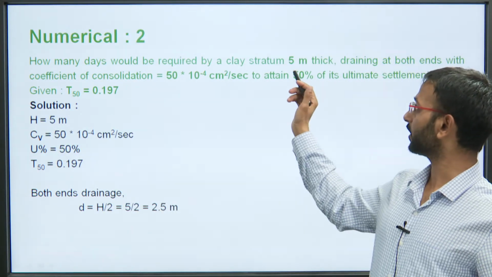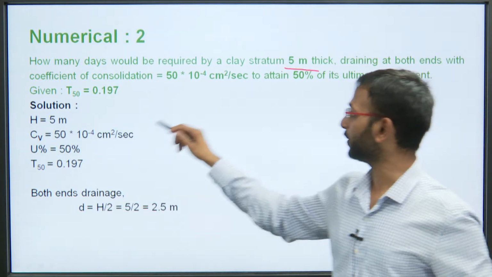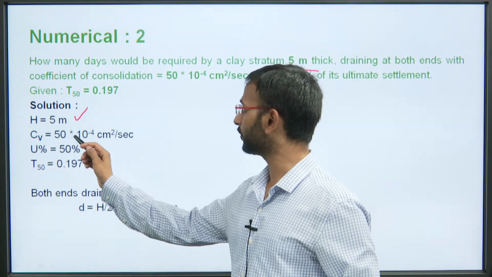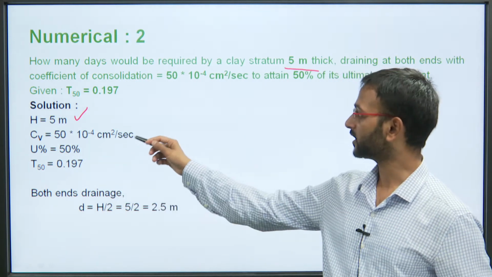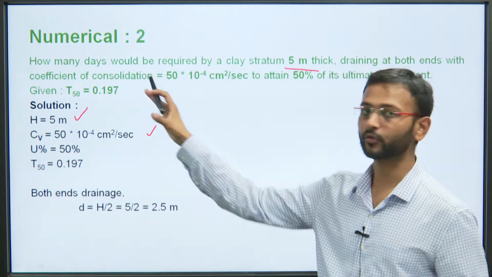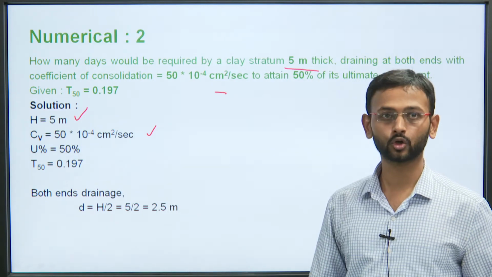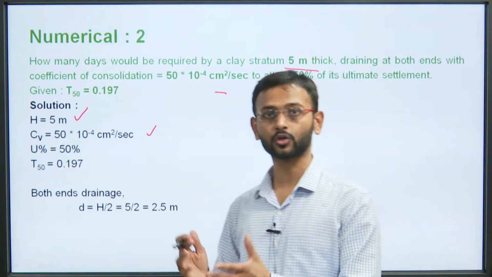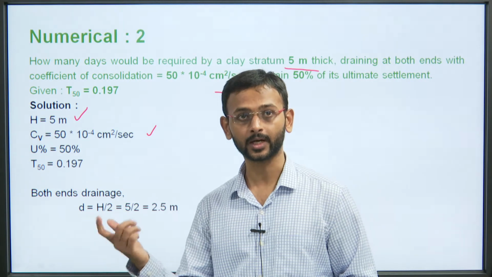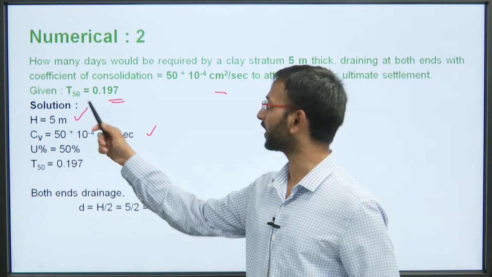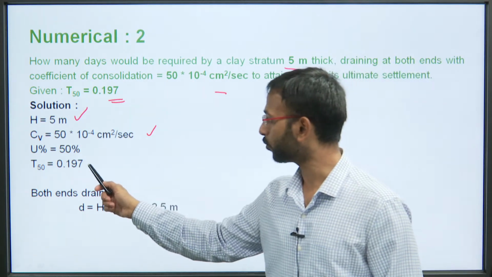So see what is given here, the clay stratum is 5 meter thick, so we can take the height as 5 meters there. Cv is equal to 50 into 10 to the power of minus 4 centimeter square per second. This is the coefficient of consolidation that is given here, and then U percentage is equal to 50%. What is the degree of consolidation? How much consolidation has been completed? That is 50% there, and this T50, the time factor here, is given to be 0.197.